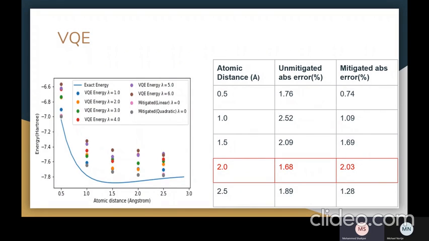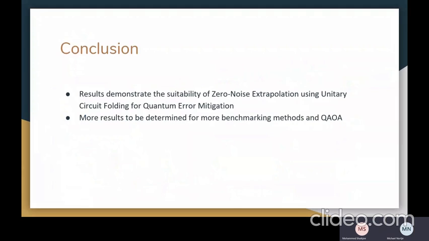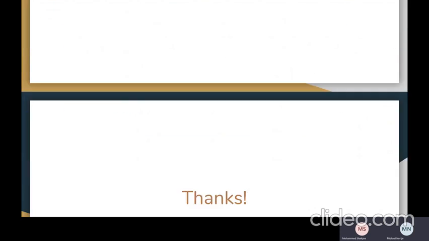The technique does not yet meet the chemical accuracy required to make realistic chemical predictions, but does mostly serve as an improvement over an unmitigated implementation. Results so far show that zero-noise extrapolation with unitary circuit folding can have positive error mitigation effects on quantum benchmarks and quantum algorithms. That concludes our presentation.